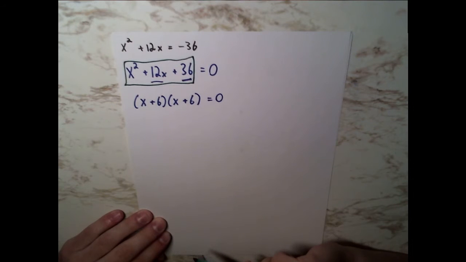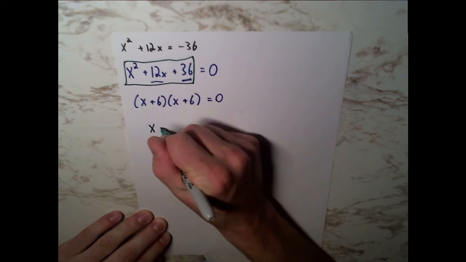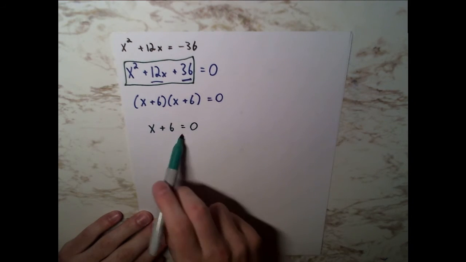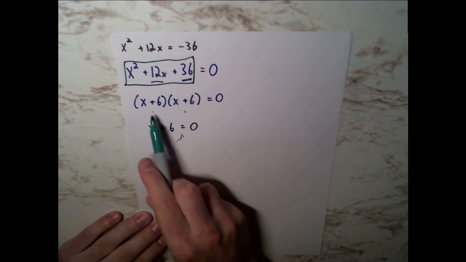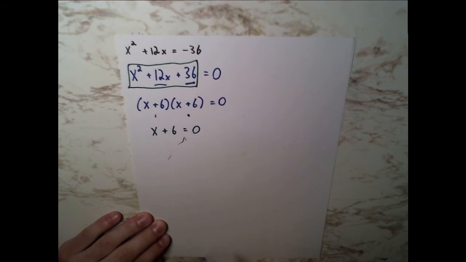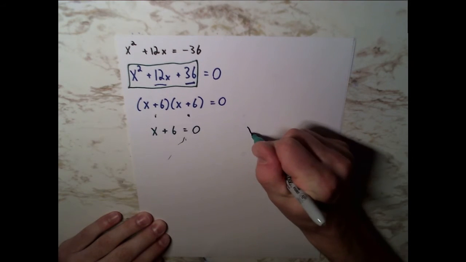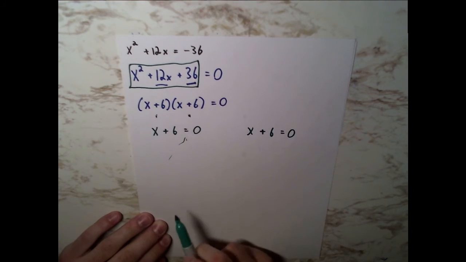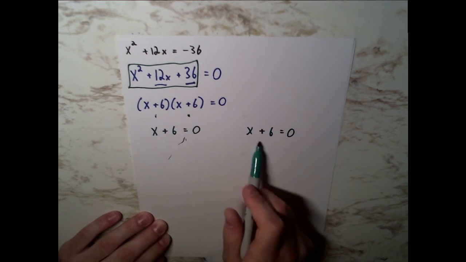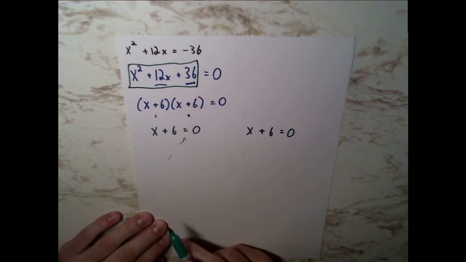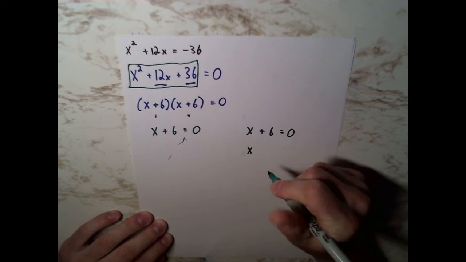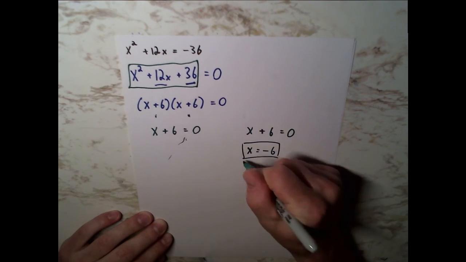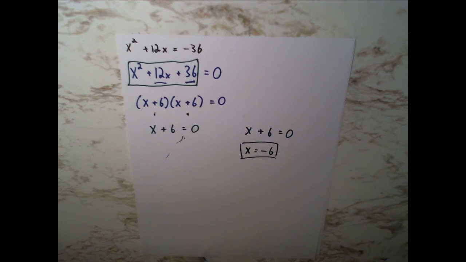So now the last thing that we have to do is set each of these equal to 0 individually, and since both of these factors are the same, we only really need to solve one of them, because if we did exactly what we did in the last example, we would just be solving the same two equations. So it looks like this one's only going to have one solution, and that's going to be x equals negative 6. And there's our solution to that one.